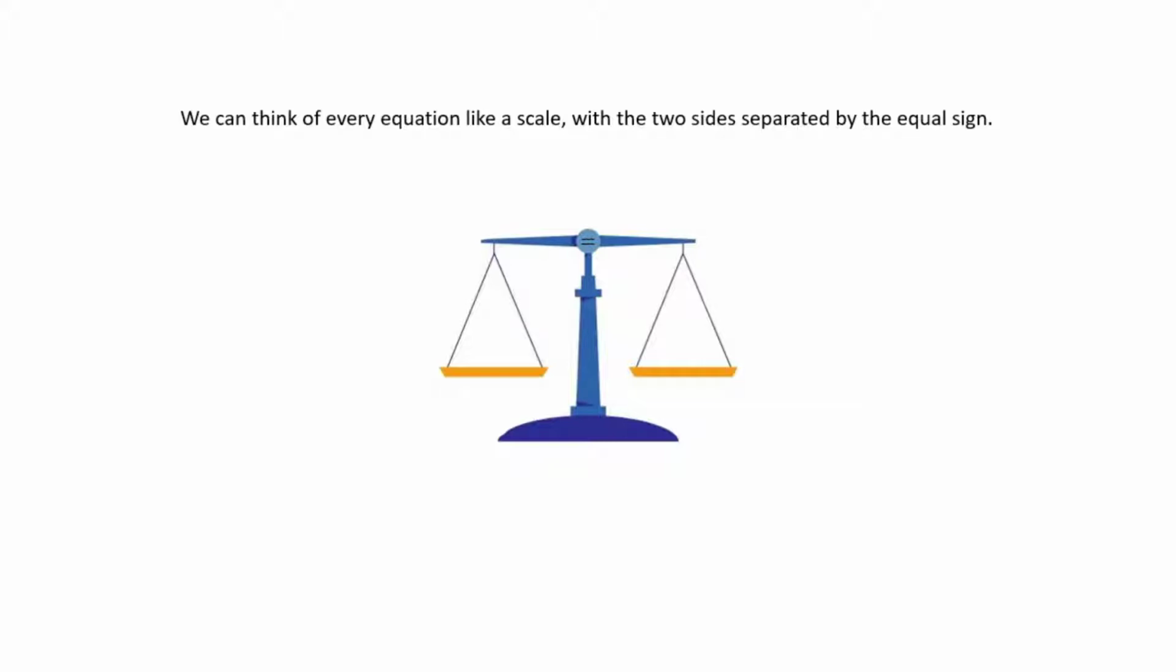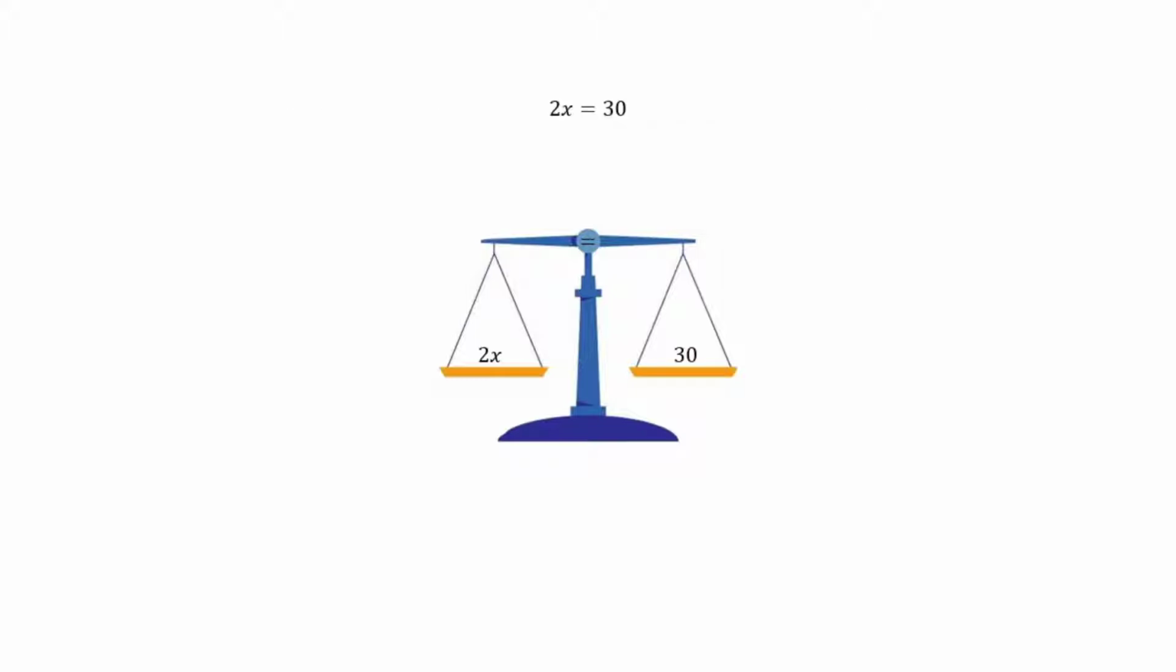We can think of every equation like a scale, with the two sides separated by an equal sign. So I've got my scale here, and I've got my equal sign in the middle. Let's look at our first equation. 2x is equal to 30. Well, I want to get down to 1x. So what I need to do is divide both sides by 2.